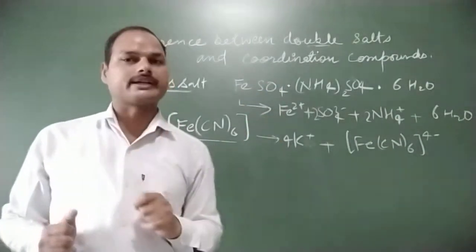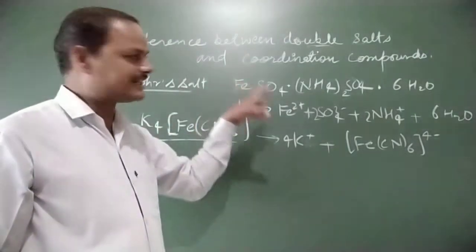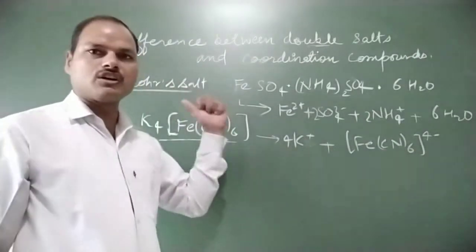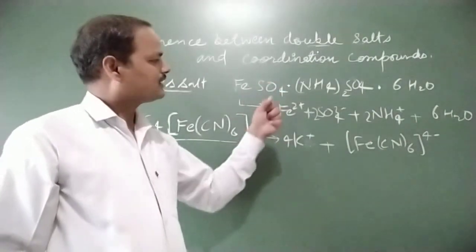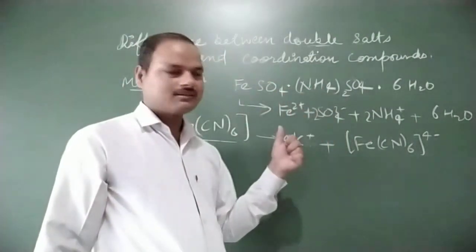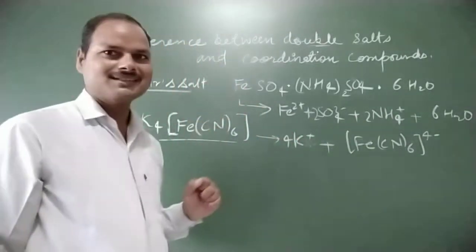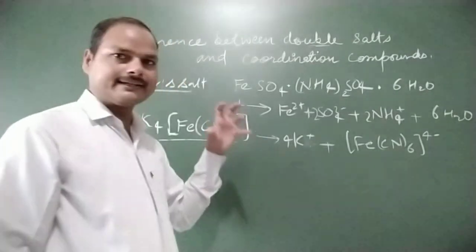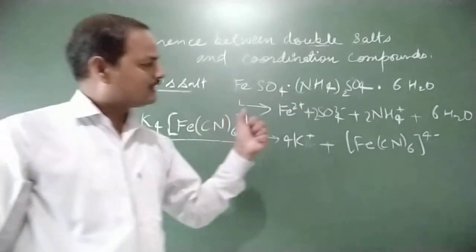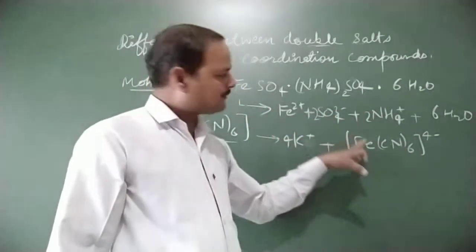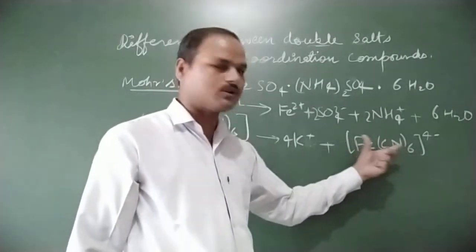The second point is more important. If we want to test whether the ferrous ion is present in Mohr's salt or not, we can easily do that test by adding a particular reagent. We can also test the sulfate ion as well as the ammonium ion present in this double salt. But on the other hand, if we add a particular reagent to test the potassium ion, we will get that test. We can also get the test of ferrocyanide ions.